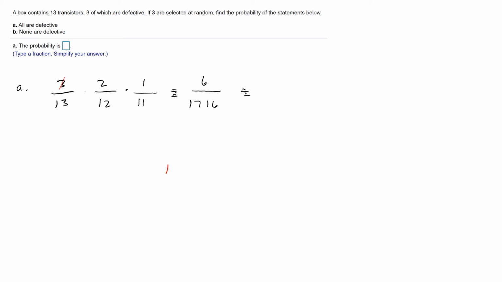Notice 3 times 2 is 6. So if I cancel out the 3 and 2, the 6 would go into 12 twice. So that would leave me with 1 times 1 times 1 on the top, and then 13 times 2 is 26, and 26 times 11 is 286. That's easier, in my opinion, than trying to reduce this. Notice now if we divide 6 by 6 and 1716 by 6, we get the 286. So here we have the probability of getting 3 defective in a row.